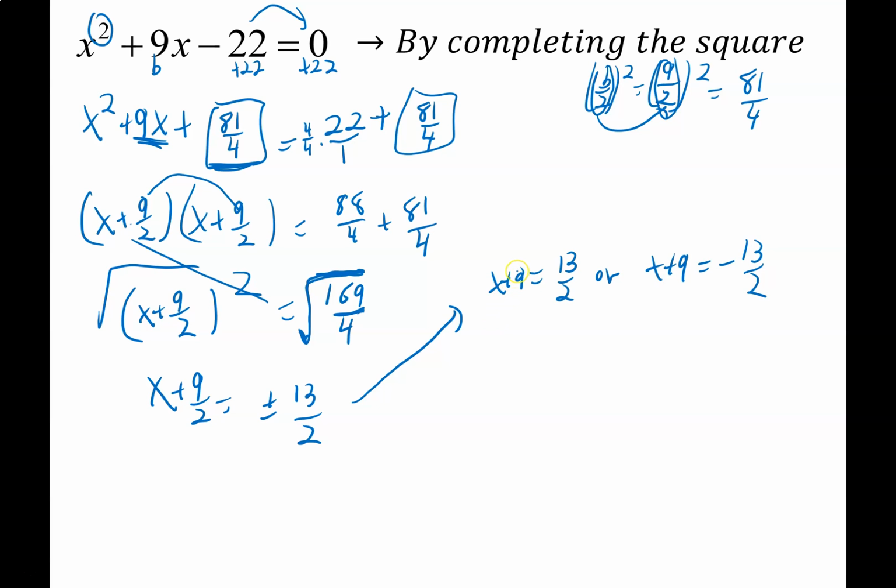And let's rewrite that 9. You do know that 9 is the same as 18 halves, I hope. So really this is like saying x plus 18 halves equals 13 halves. Okay. And then here this would be the same as saying x plus 18 halves is negative 13 halves. Now some of you I know are tripping and you're saying, I thought we got negative 11 and 2 last time. This doesn't look like it's going to give me that. Let's see what it gives me.